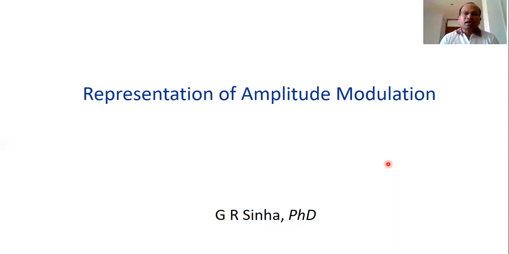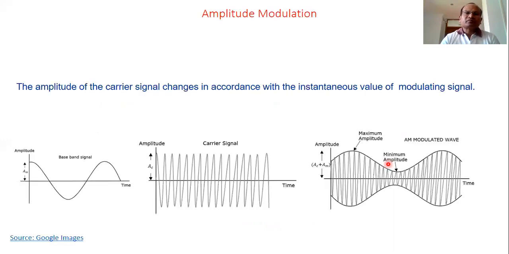expression, and then how those mathematical expressions are correlated with the signal waveforms. And then we'll understand how amplitude modulation works and how it helps to transmit our message signal with the help of the carrier signal.